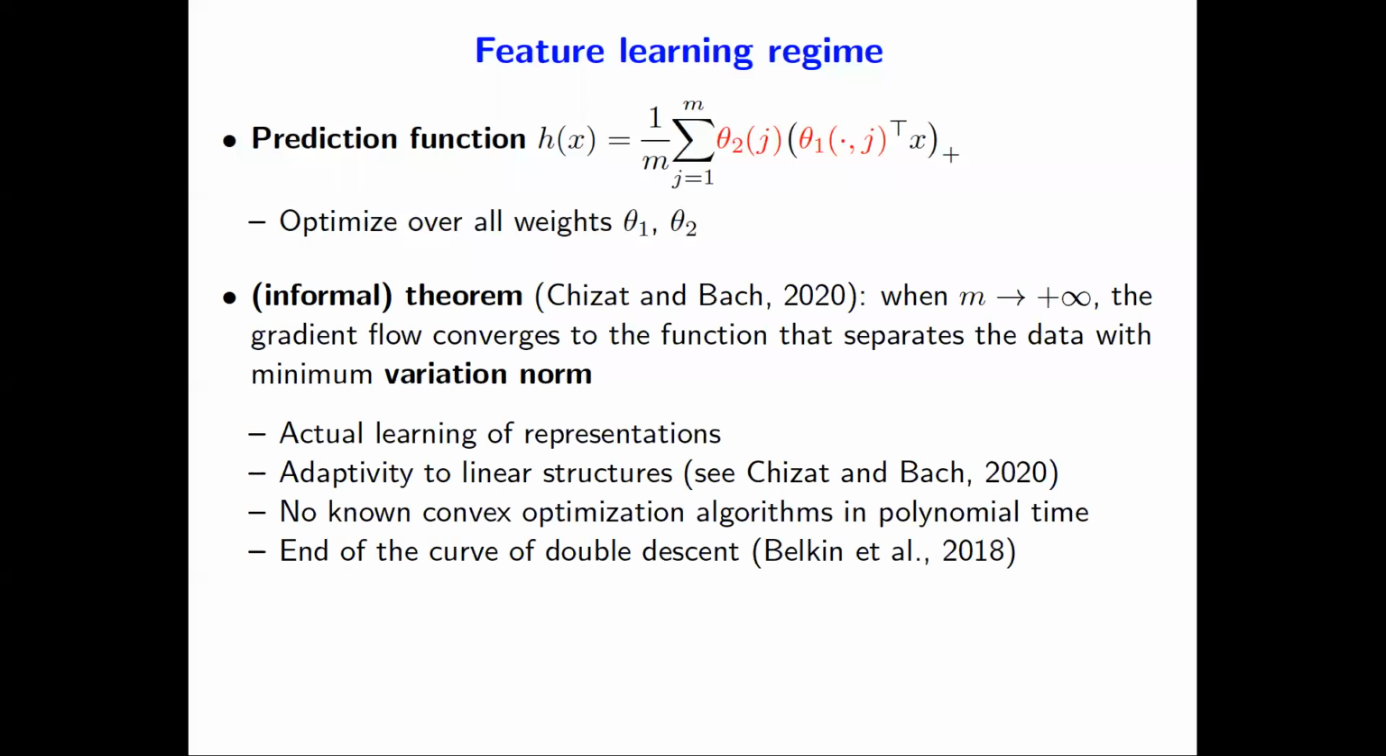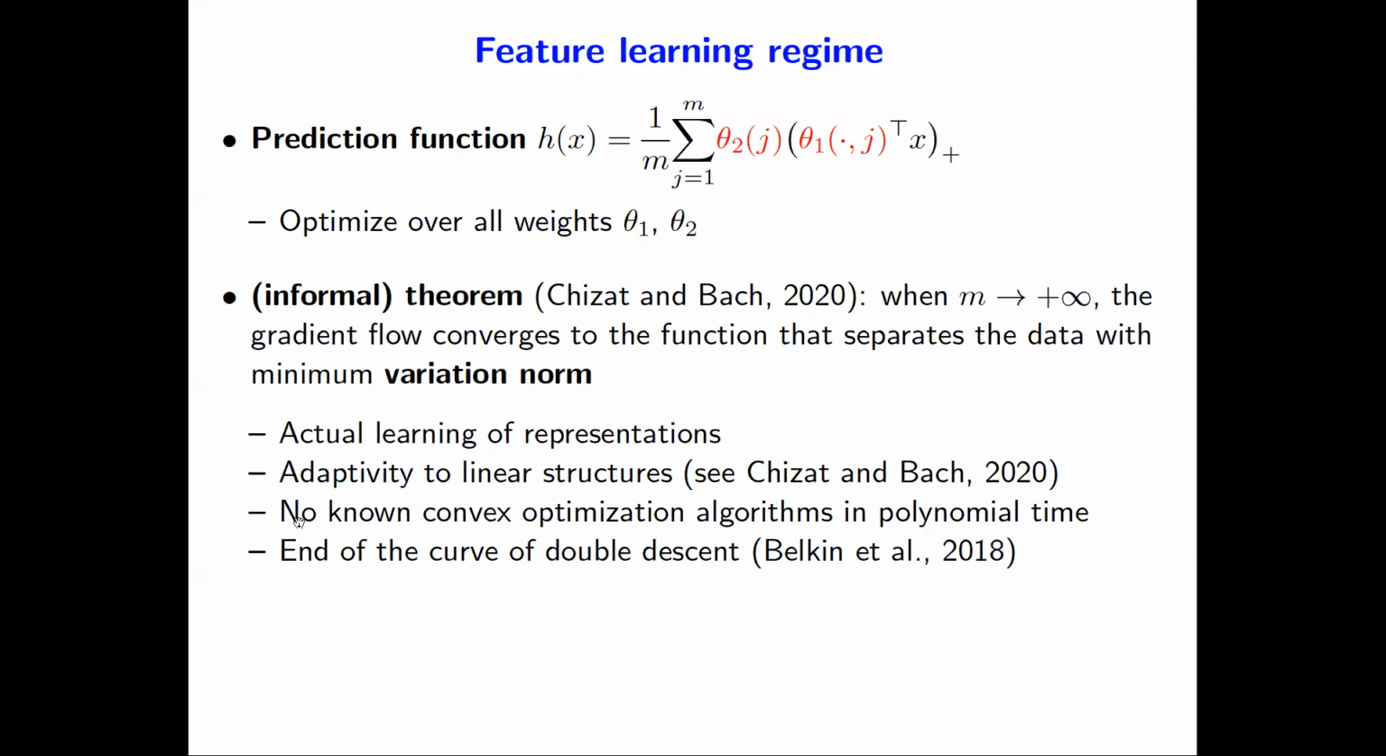So what do we show? I put "informal" here to make sure that this remains correct. There are some technical assumptions, but those are limited. We show that the gradient flow does converge to the function that separates the data, which is normal, but now with the minimum variation norm. So among that space of functions, this will select the one with minimum norm, and hence this will not overfit. It's not taking any function which can separate the data, it takes the one with minimum norm. What we show in the paper, which I will not report here, is that it is adaptive also to some linear structures. It does adapt better than the kernel case.